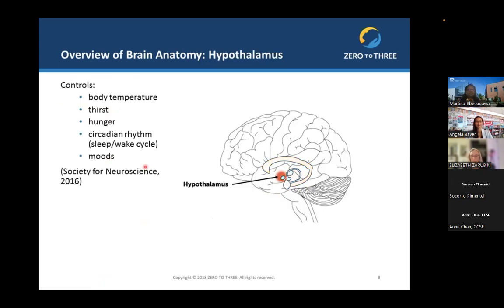So the hypothalamus, which is this portion right here, controls body temperature, thirst, hunger, our sleep-wake cycle, and our mood. It's also tied to the sensory thresholds that we have with our temperament, and we'll be talking about that in a little bit. And so it's really important that, again, this area of the brain is developing well.